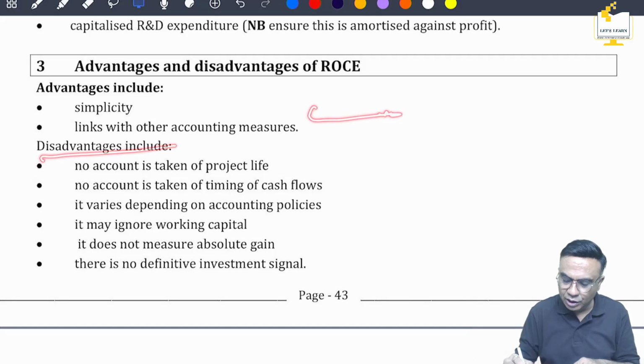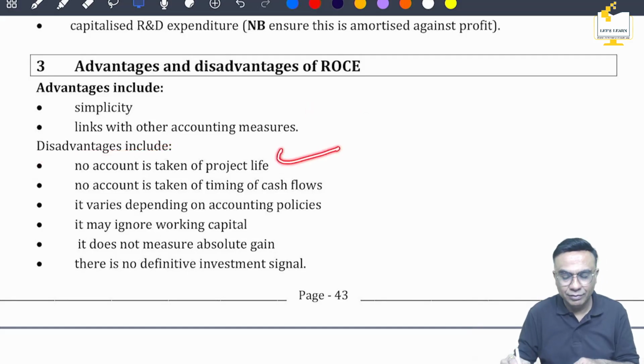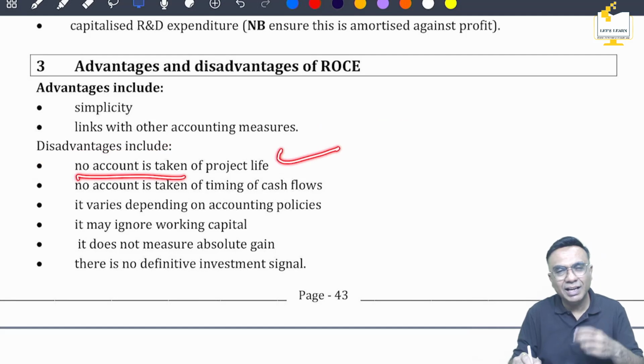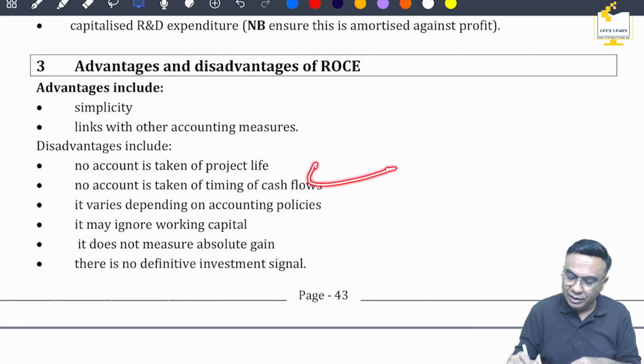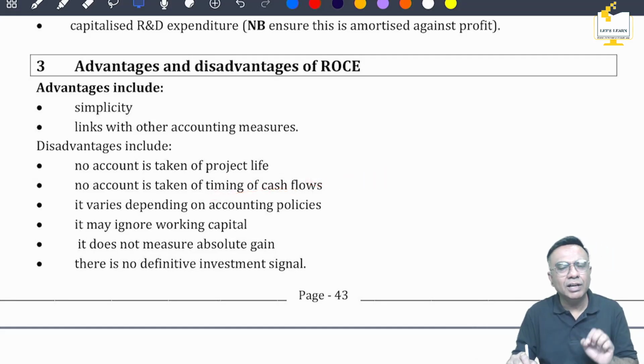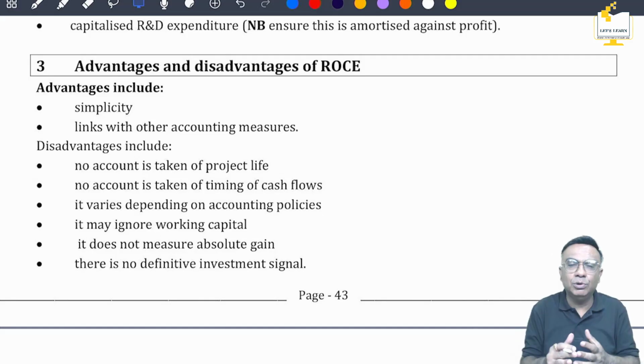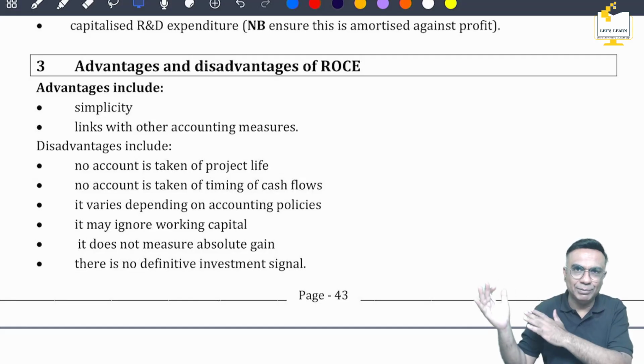Disadvantages: no account is taken of the project life. No account is taken because we take the average, no? So we are not concerned about the life of the project. We are interested in average profit. Timing of cash flow: we are ignoring the time value of money. Sir, what is time value of money? How is this time value ignored? We are going to cover that in the next topic, next chapter.